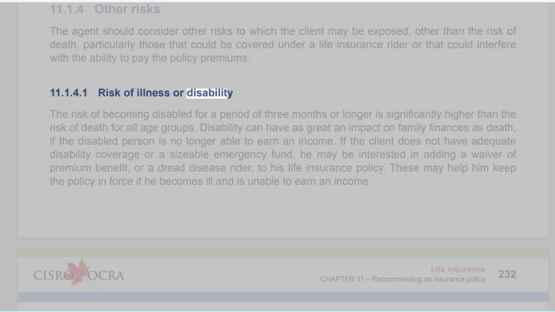1.1.4.1 Risk of illness or disability. The risk of becoming disabled for a period of 3 months or longer is significantly higher than the risk of death for all age groups. Disability can have as great an impact on family finances as death, if the disabled person is no longer able to earn an income. If the client does not have adequate disability coverage or a sizable emergency fund, he may be interested in adding a waiver of premium benefit or a dread disease rider to his life insurance policy. These may help him keep the policy in force if he becomes ill and is unable to earn an income.